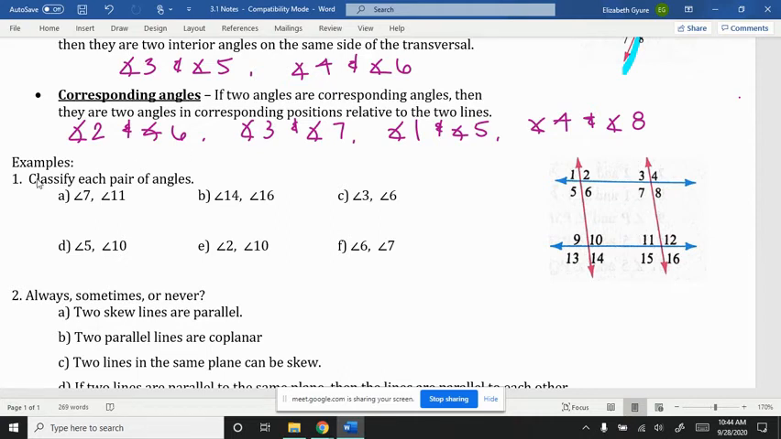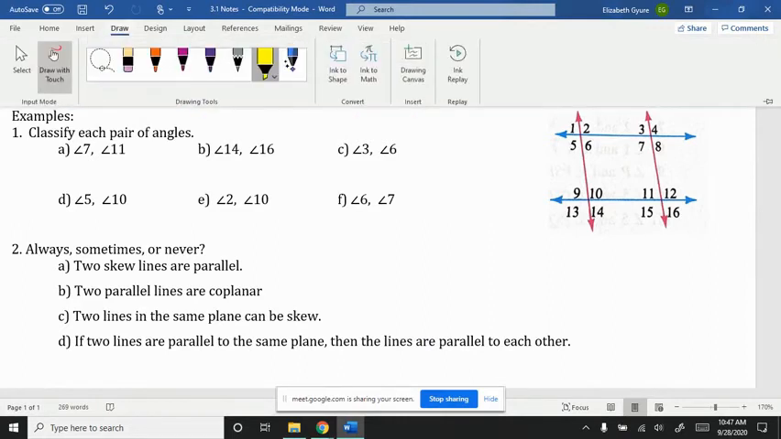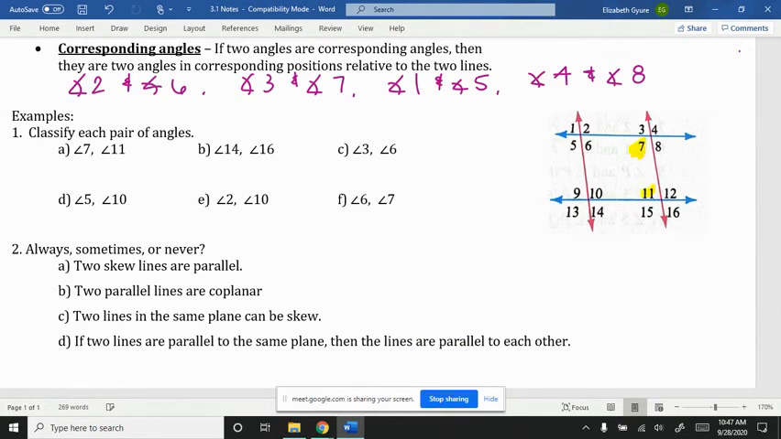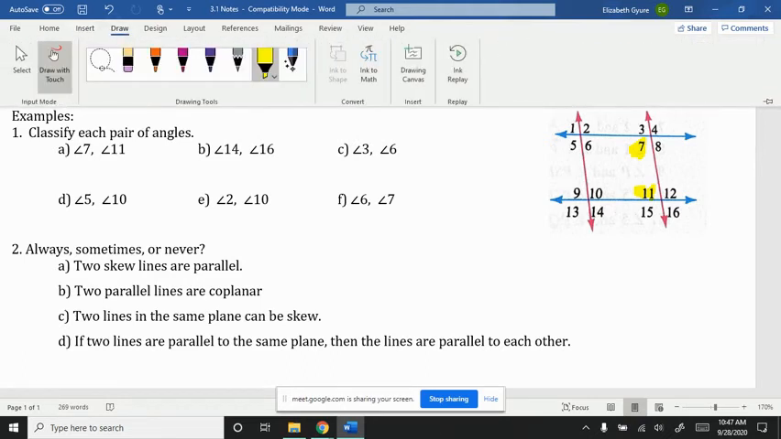I want you guys to try this one out. Classify each pair of angles. First one we are looking at is 7 with 11. What did we say for angles 7 and 11? Maya? Yes, those are same side interior angles. Good. Brock asked if we can abbreviate. Absolutely.